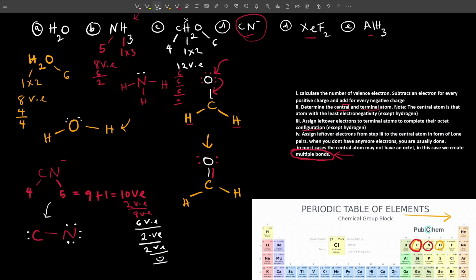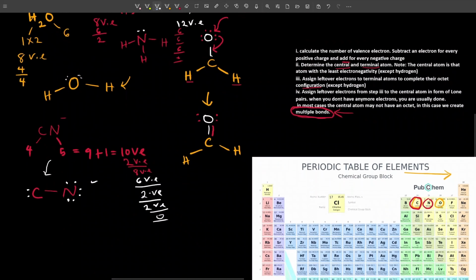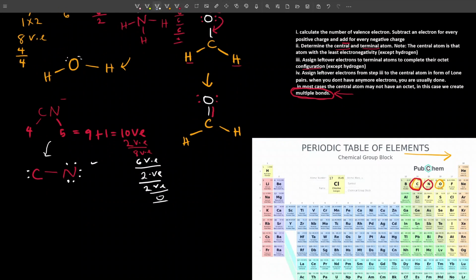Now, before that, take a look at this. Nitrogen here has 1, 2, 3, 4, 5, 6, 7, 8. That's a stable octet. Very good. But look at carbon. Carbon has just 1, 2, and 2 here. That's 4. It does not have a stable octet. So what will carbon do? Carbon must have a stable octet.